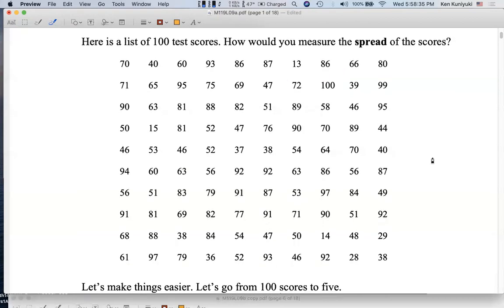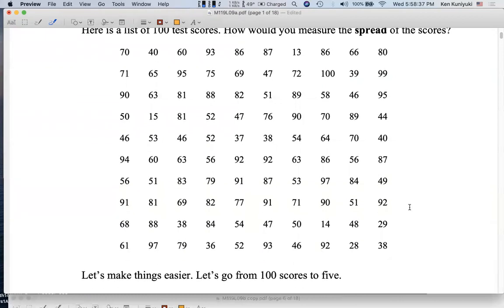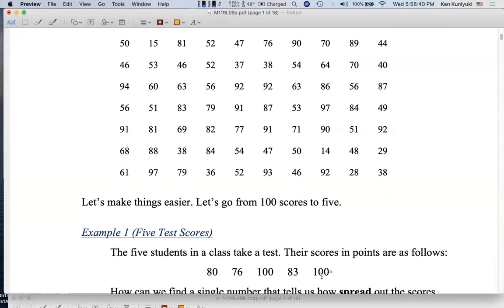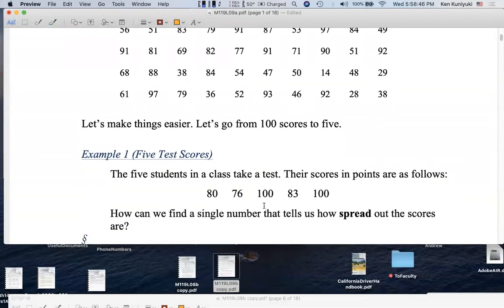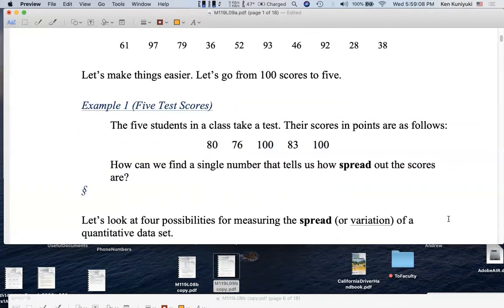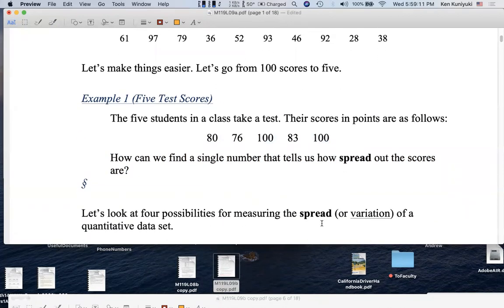All right, now let's make things easier. Let's go from 100 test scores to 5. So the 5 students in a class take a test. Their scores in points are as follows. This is the same data set as before: 80 points, 76 points, 100 points, 83 points, and another 100 points. How can we find a single number that tells us how spread out the scores are? A measure of spread or variation. Now we're going to look at 4 possibilities for measuring the spread or variation of a quantitative data set, such as this.